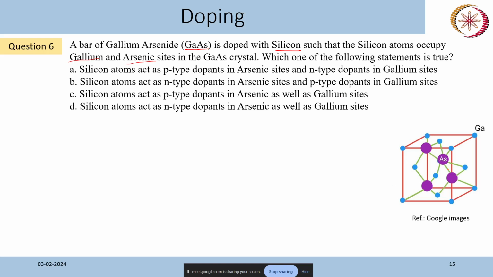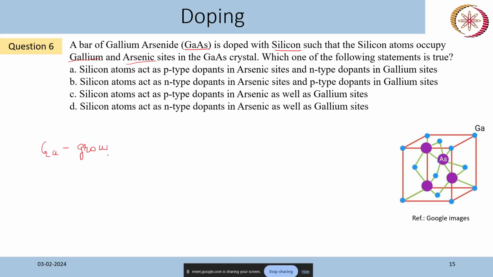This is the crystal structure for gallium arsenide. Here again it is an FCC structure with gallium atoms, these blue ones, and these are arsenic atoms. So what do you think? What will be the answer? Option E. What is the option? A. Yeah.